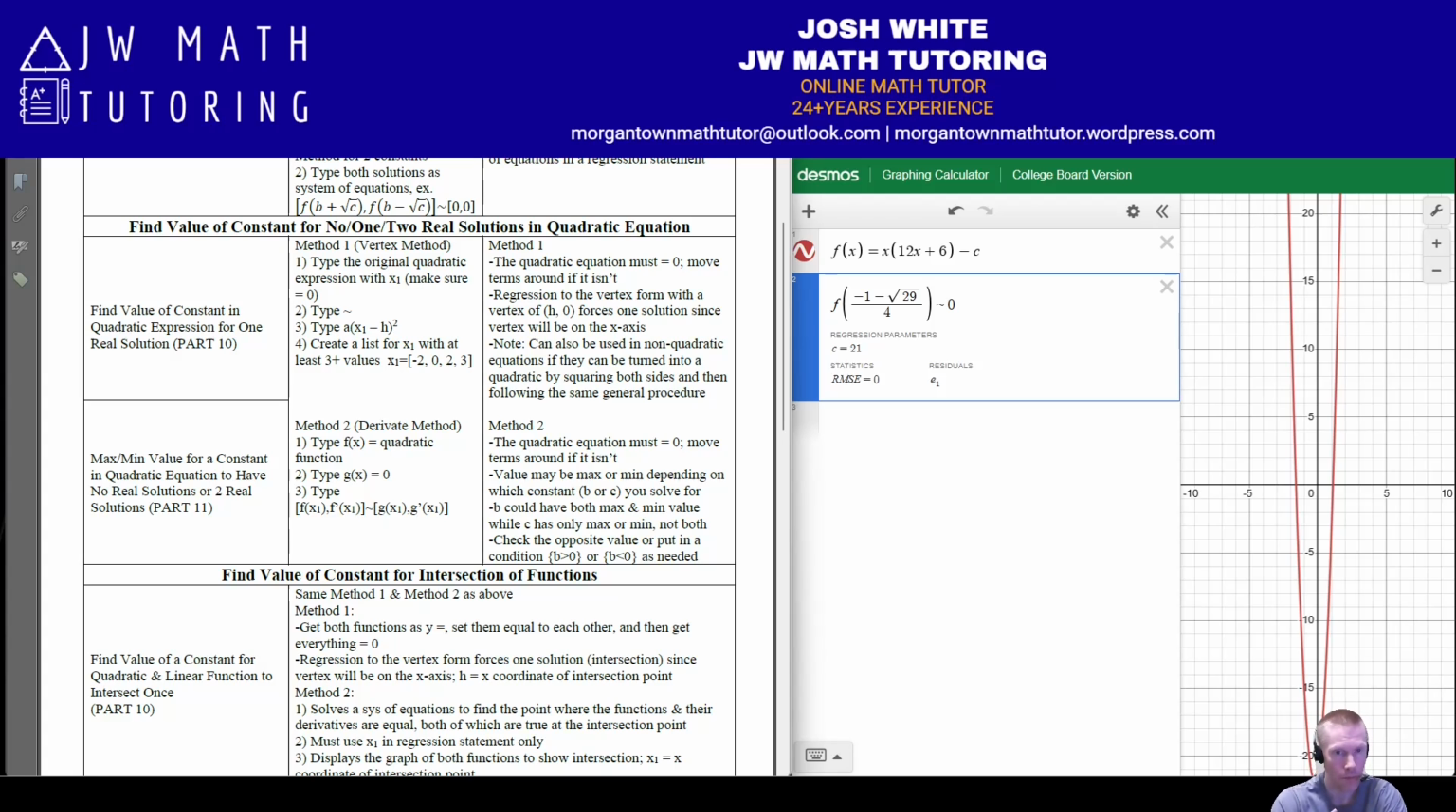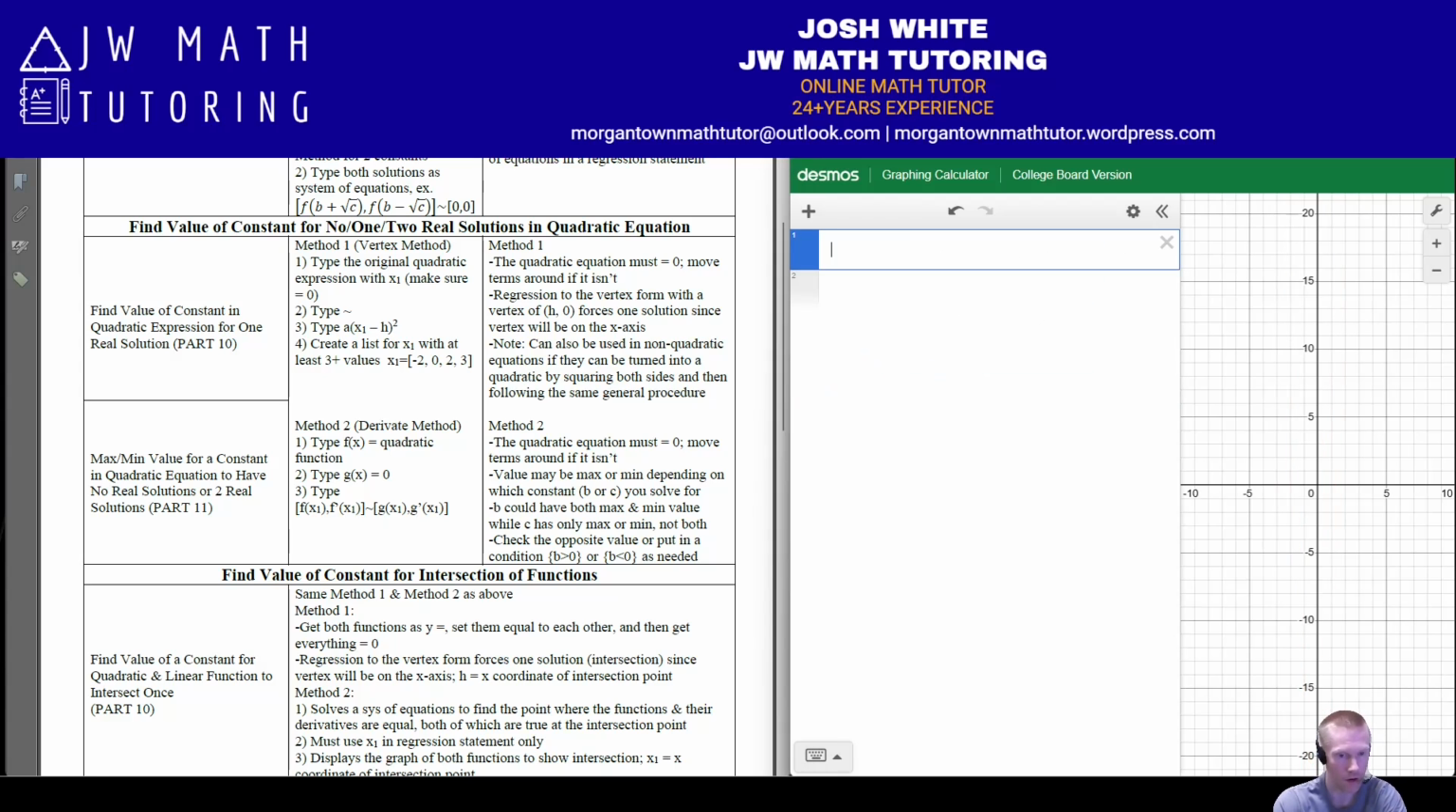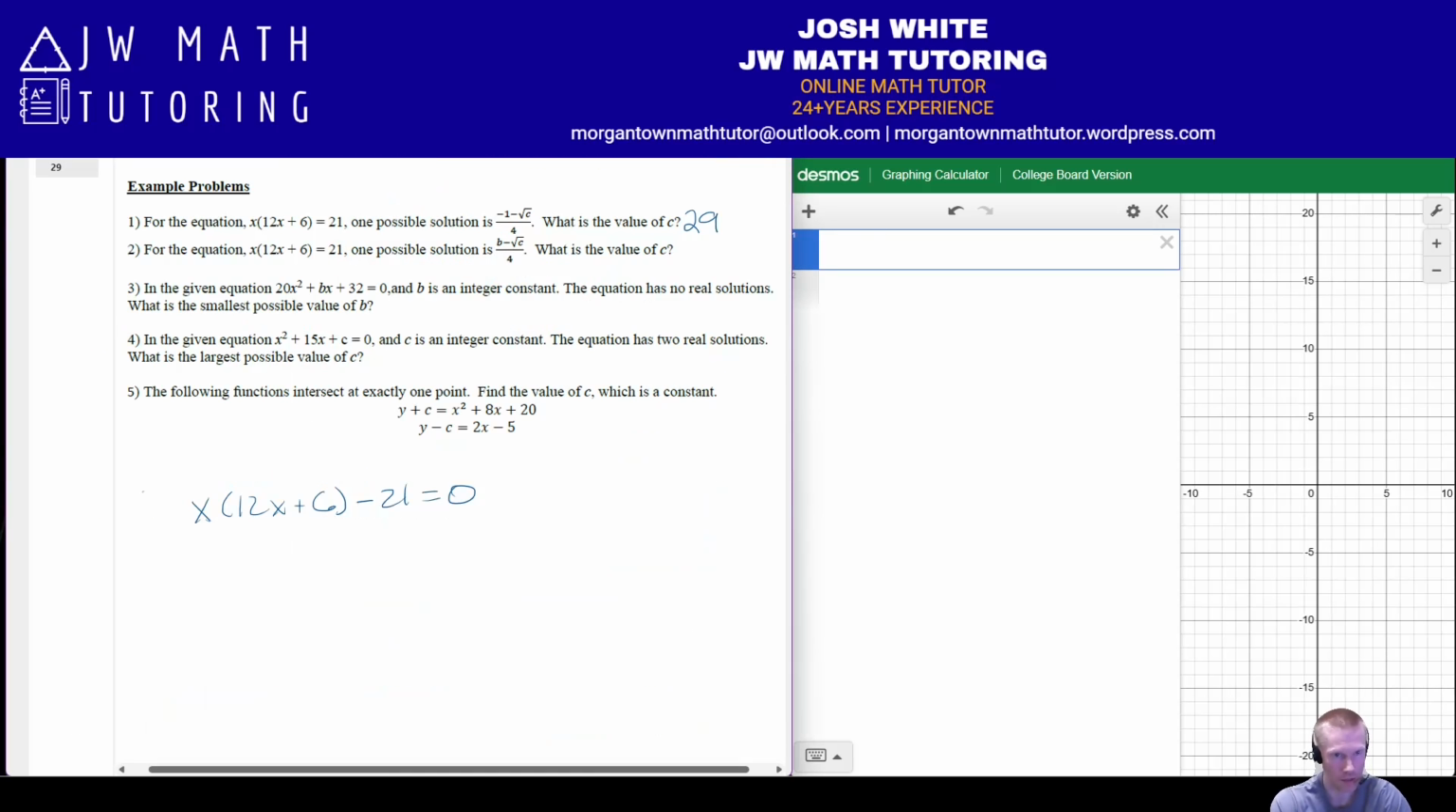Again, for a more detailed explanation of these methods and how you enter them in, and to see more example problems, check out part 10 and part 11 of the Ultimate Desmos Guide, where I'll go over more problems. This is just meant to be more of a summary, short video. So let's look at the example problems now.